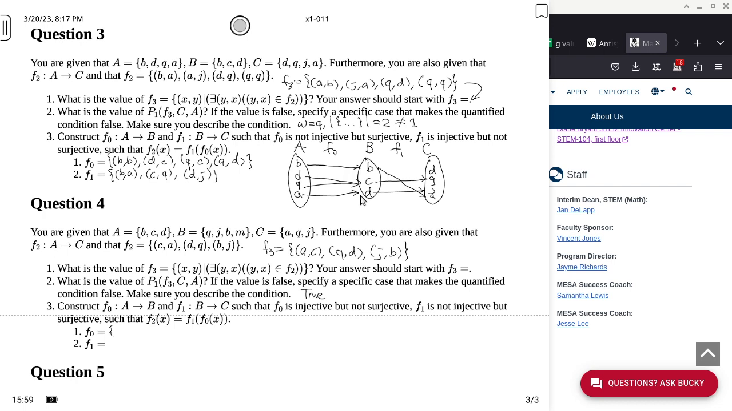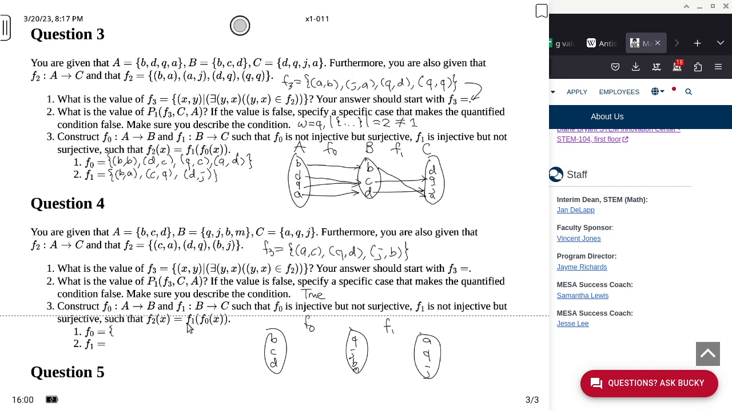Okay, and then we look at part 3, so we use this kind of approach again. This time we have B, C, D over here, we have Q, J, B, and M, and then we have A, Q, J over here. And this time we want F0 to be injective but not surjective, and we want F1 to be not injective but surjective. So we flipped the requirement on the two functions that we are creating. But we still want F of 2 to do the same thing as the combined function of F0 and F1. All right, so how do we do this?